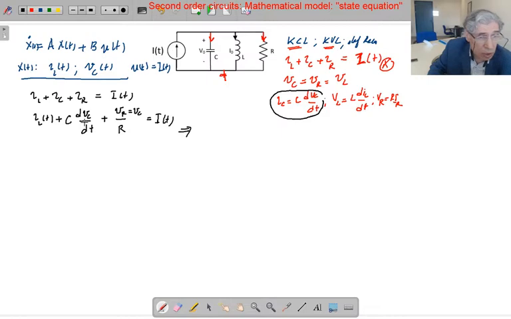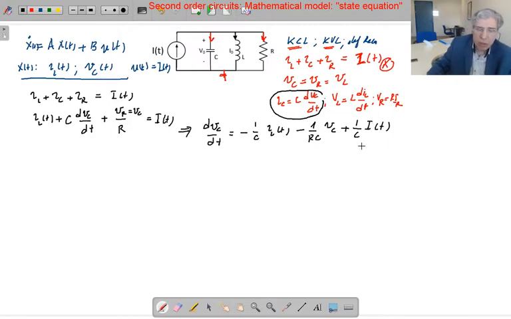So I'm going to divide all the others by C. So it's going to be dVC over dt equals minus 1 over C iL(t). And if I move this one to the right hand side, minus 1 over RC VC plus 1 over C i(t). So this equation now is in the same format that I needed.